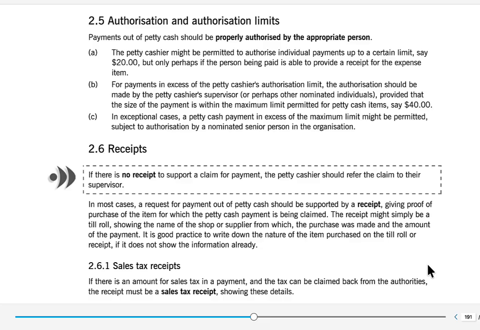How authorization works in real life. Imagine the petty cash box is like a small bank inside the business. The petty cashier is like the person working at the counter. Now let us see the correct process.